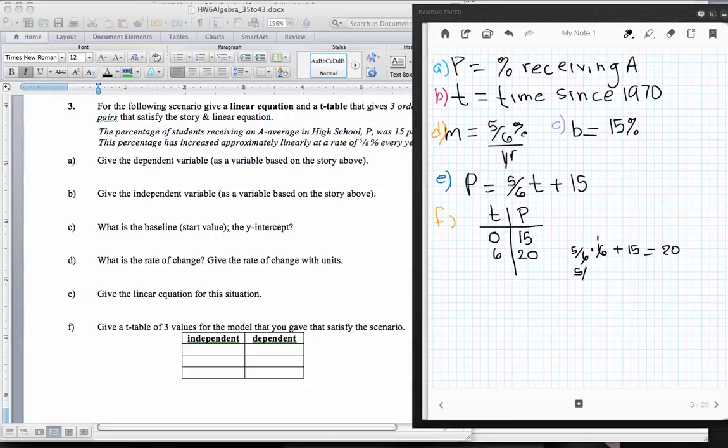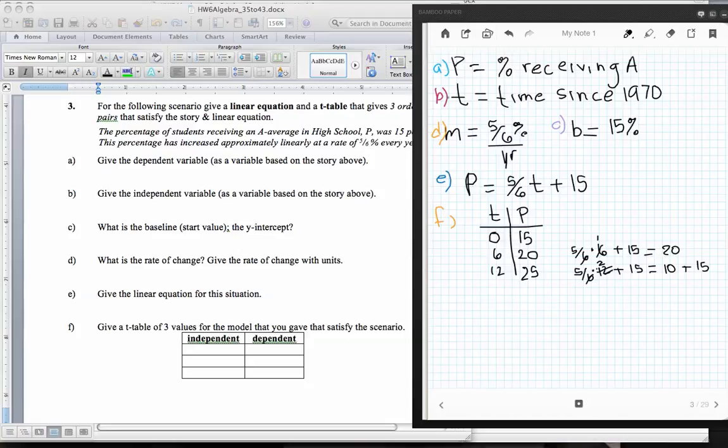And then I can do it again. Let's go with 12 this time because that's another multiple of 6. So 12 here, and so this is times 12. And then canceling, this is going to give me a 2 up here in the top. And then plus the 15. So now I have 2 times 5, which is 10, plus 15. And so that's going to give me 25%. And so those are 3 ordered pairs, and there are no nasty fractions or decimals in there. And I have a very nice equation. So that's the next one.